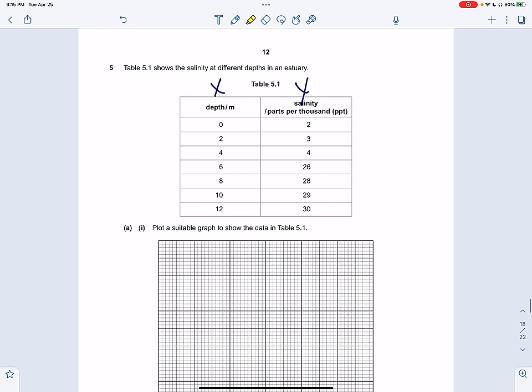Right. And salinity is at different depths in an estuary. An estuary is partially enclosed, which means it's also partially open then, right? So it's open to the influence of the ocean, so seawater. It's also open to influence of freshwater, rivers. Partially enclosed tidal body of water. Tidal because it's influenced by tides.